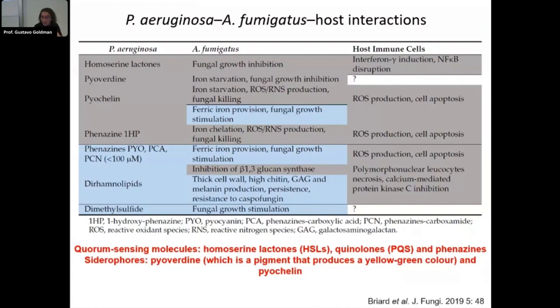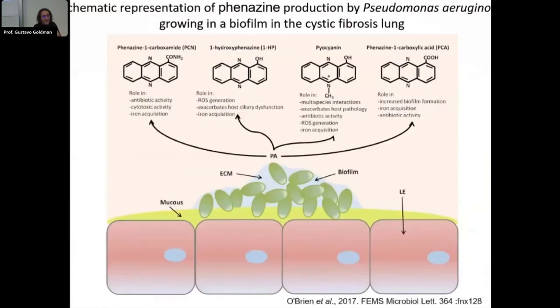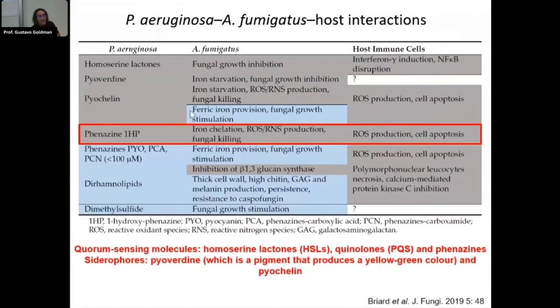But what happened? Normally, that's a schematic. It was cut here. But anyway, in my lab we are interested in this specific class, the phenazines. You know, they are important for iron chelation, fungal killing, and in the host immune cells they create ROS production and cell apoptosis. Actually, that's one of the things that we are doing in my lab. We are interpreting the way Pseudomonas interacts with the host immune cells. Maybe the same way, or part of the program, is conserved to interact with the fungus.